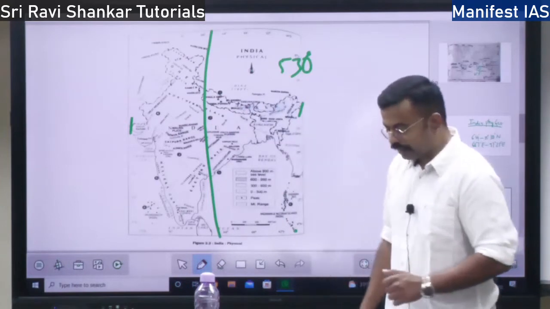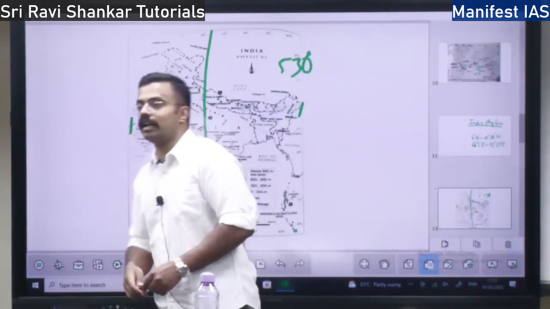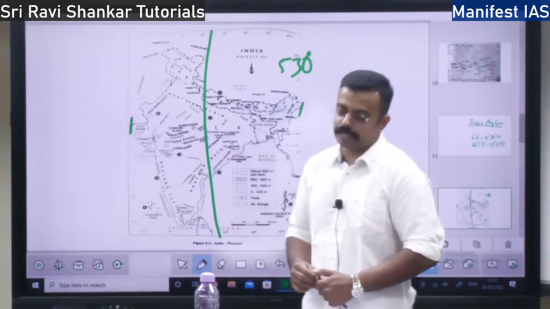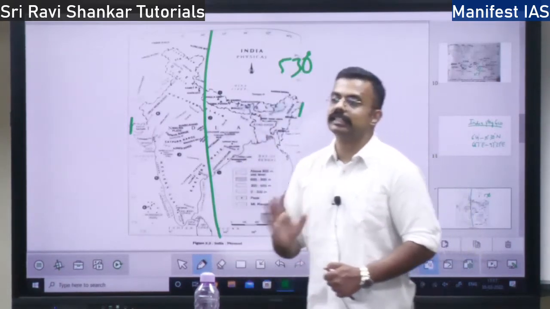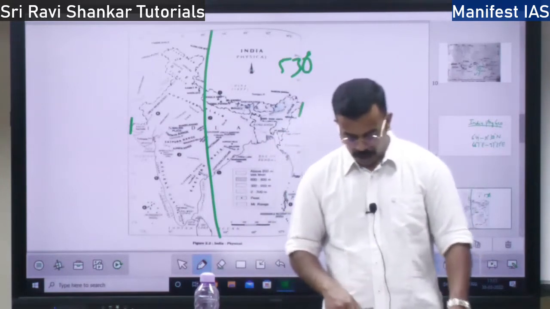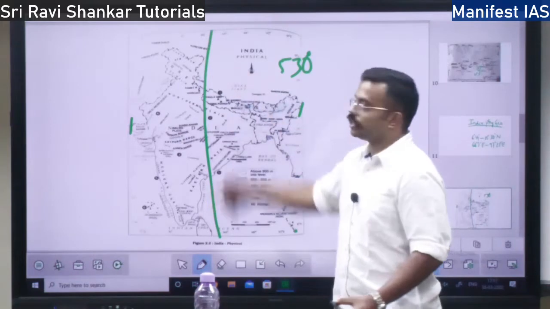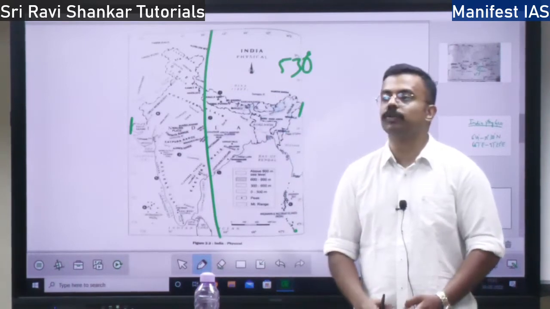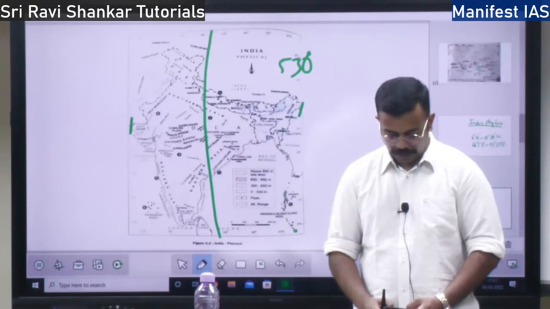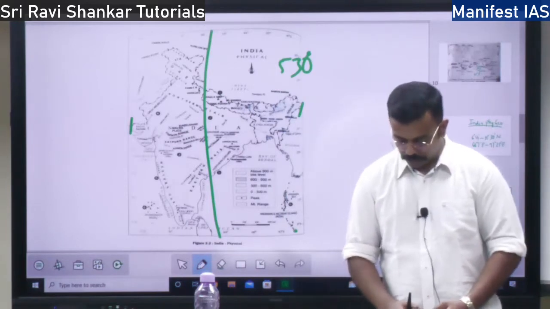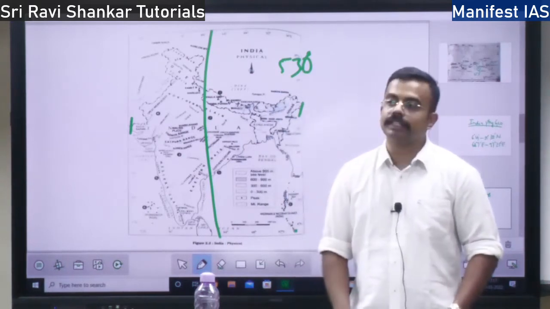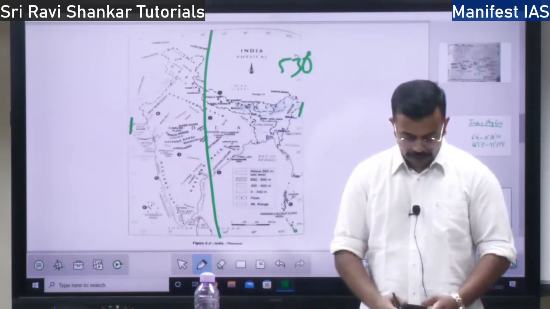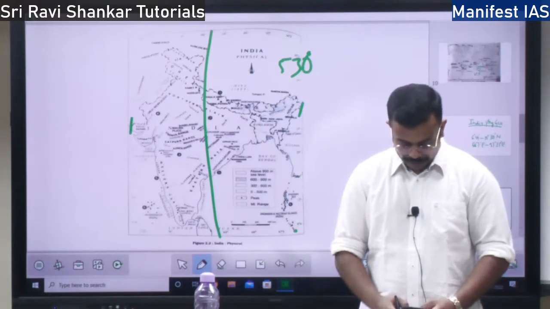They will ask this question: how many states does the standard meridian of India pass through? It passes through 5 states: UP, Madhya Pradesh, Andhra Pradesh, Chhattisgarh, and Odisha. These are the 5 states the standard meridian of India passes through. What is the distance between the northern and southern tip of India? It is 3,214 kilometers. East to west, it is 2,933 kilometers.